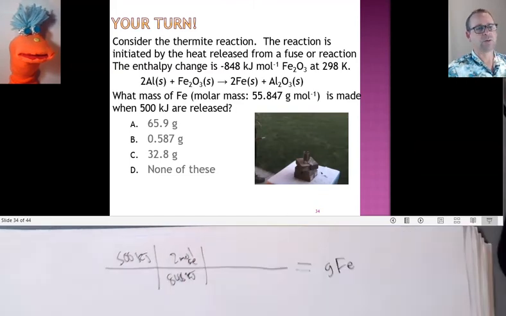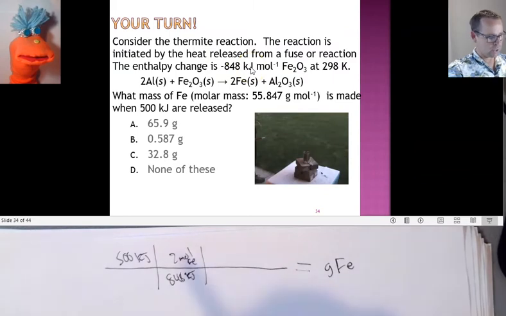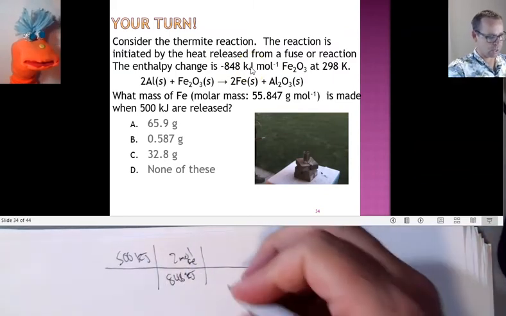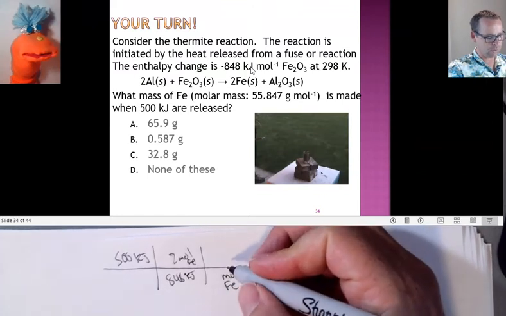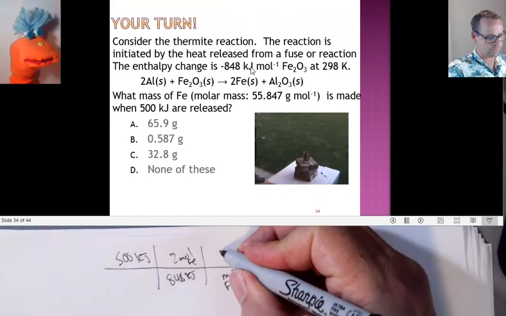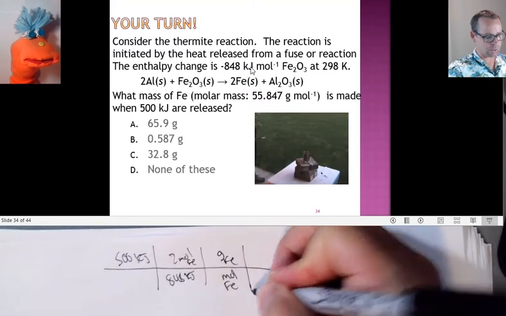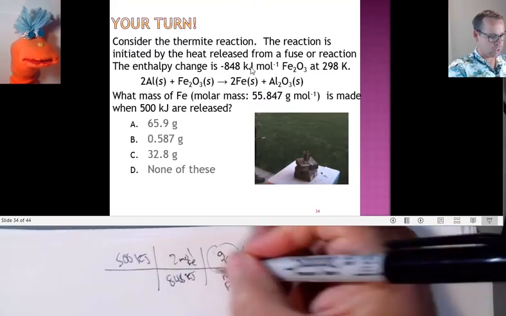Where'd you get that? The equation. That's right. This equation is related directly to this 848. So 2 moles of iron are produced when 848 are released. We didn't release 848, so we're going to get less than 2 moles of iron, but we don't want moles of iron. What do we want? Moles or grams of iron. Very good. So we're going to go from moles of iron to grams of iron, and we'll be there.